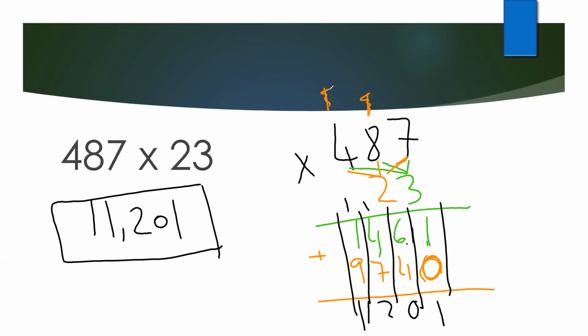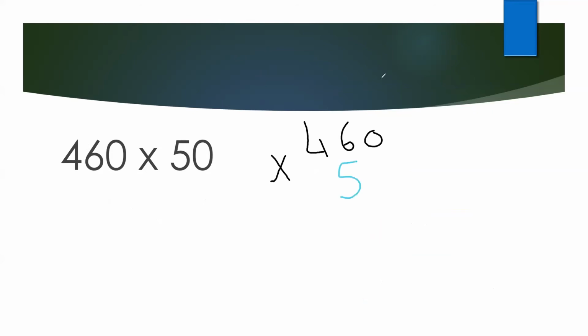Let's look at one more example. In this example right here, we have 460 times 50. For this one, you can do it the regular way, which is to multiply the 0 by everything at the top. 0 times 0 is 0, 0 times 6 is 0, 0 times 4 is 0.